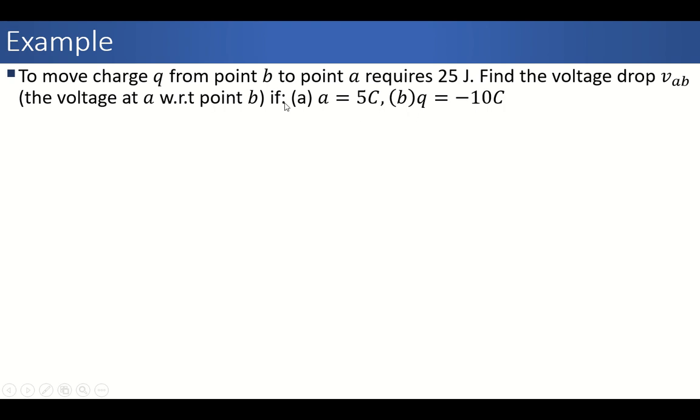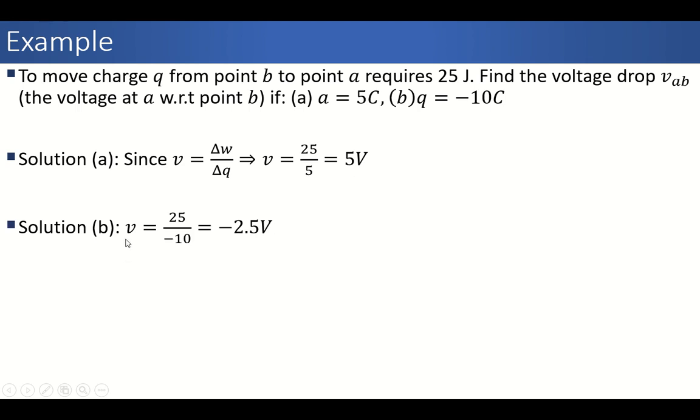So we have two different charges. Let's suppose we transfer those charges from point A to point B, and we consume or provide the energy that is 25 joules. So we want to find the voltage drop. We know that V is equal to delta W divided by delta Q. So for part A, this will be 25 divided by Q, which is 5. So 25 divided by 5 will be 5 volts.